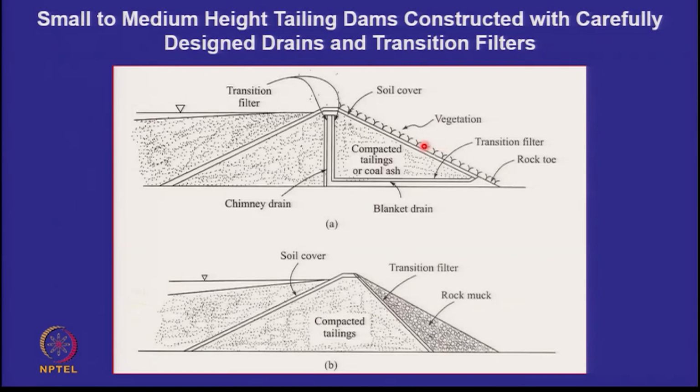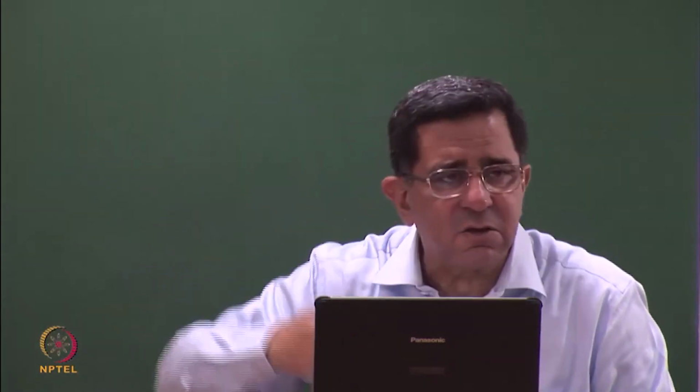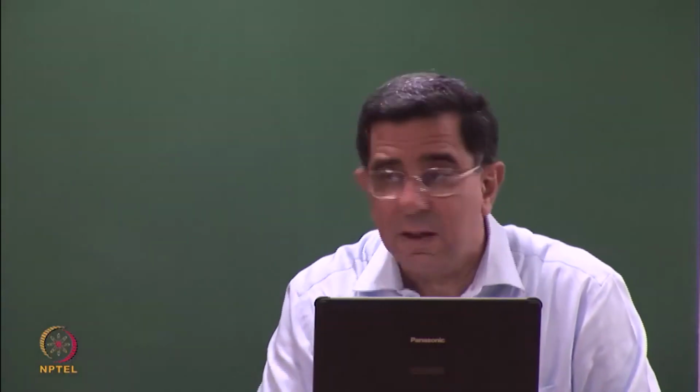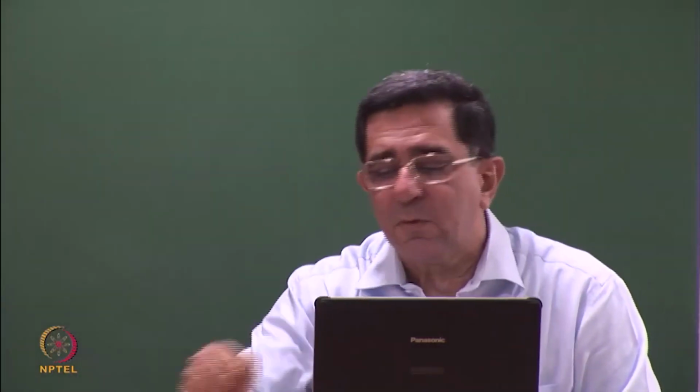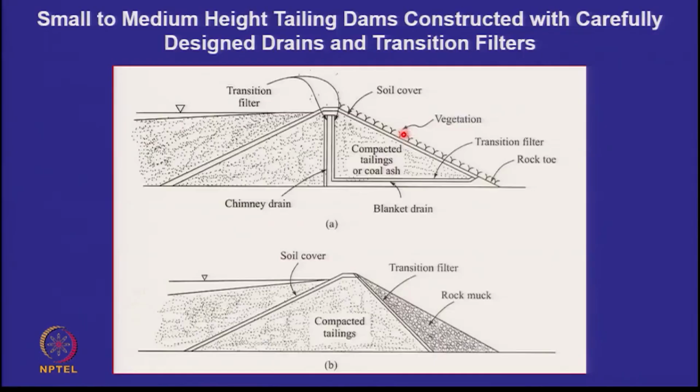Putting a soil cover by itself is not sufficient because eventually even the soil cover erodes. So if you have used a thin soil cover and you have a few rain cuts or rainwater gullies which are formed, then the ash gets exposed again. So the important thing is to have vegetation on it. And maintaining vegetation in arid climates is difficult. Maintaining vegetation in humid climates is fine. So you have to get local vegetation.